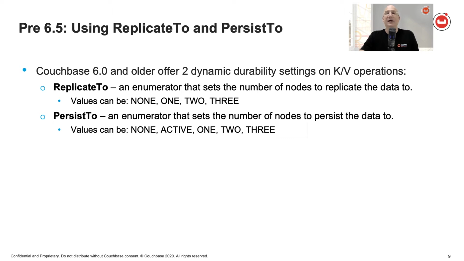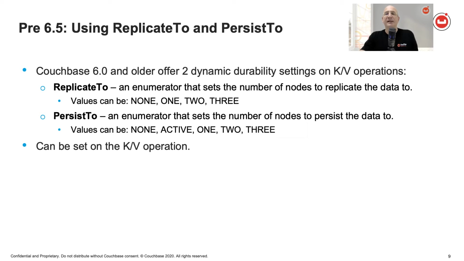Persist to is also an enumerator, and it can be set to none or active or 1 or 2 or 3. If you set the persist to parameter to 1, that means that the client will wait for the change to be persisted to disk in at least one node. If you set the persist to parameter to 2, that means that the client will wait for the change to be persisted to the disk in at least 2 nodes, and so on.